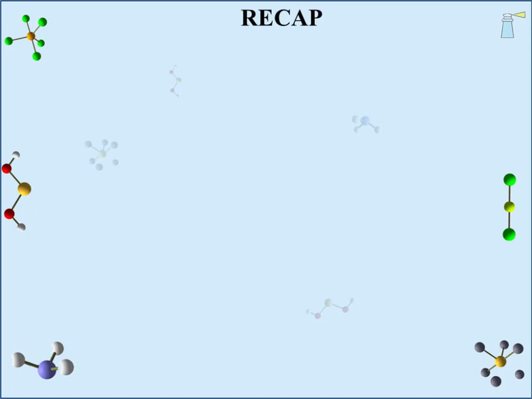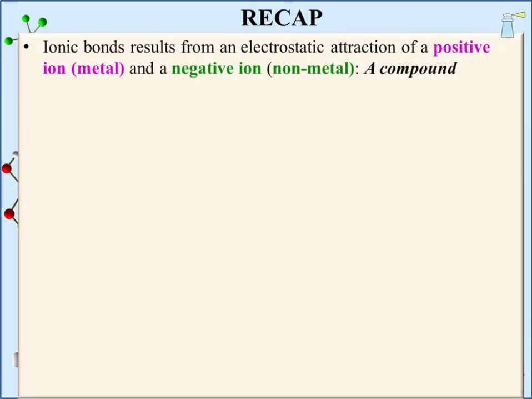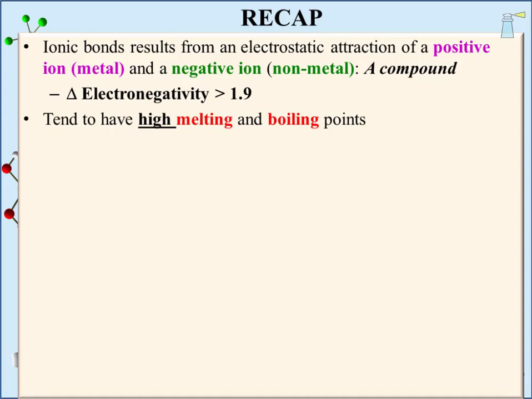Recapping the lecture. Ionic bonds result from an electrostatic attraction of a positive ion, or metal, to a negative ion, a nonmetal. They are referred to as a compound, not a molecule. Bonding is ionic if the difference in electronegativities is greater than 1.9. Ionic compounds tend to have high melting and boiling points. They are generally hard, rough, and brittle solids at room temperature.